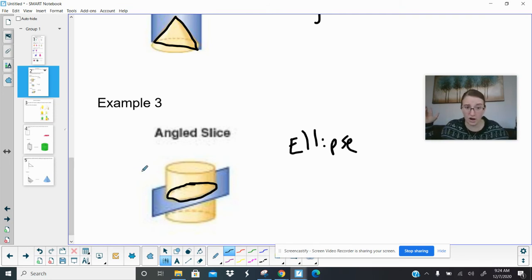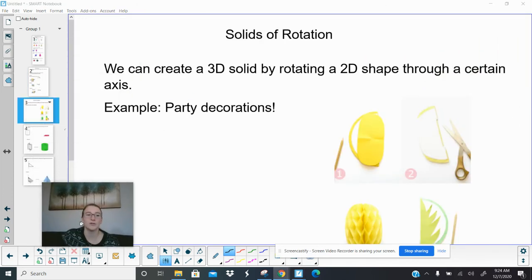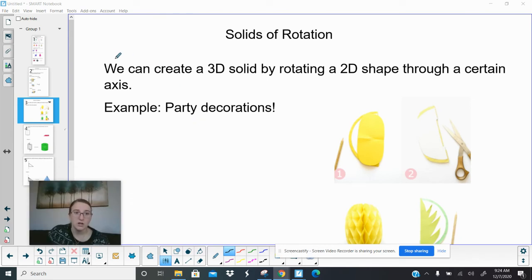So that's it for cross sections. You just have to be able to visualize, okay, if I were to slice this shape, what two-dimensional shape would I now see? Let's move on to our last chunk. This is the last piece here for this lesson. We're talking about solids of rotation. What this means is we can create a 3D solid by rotating a 2D shape, once again, a paper, two-dimensional, my water bottle, three-dimensional, right, through a certain axis.